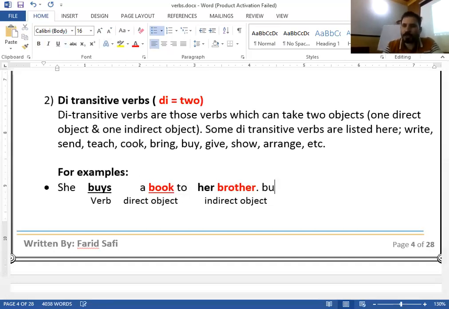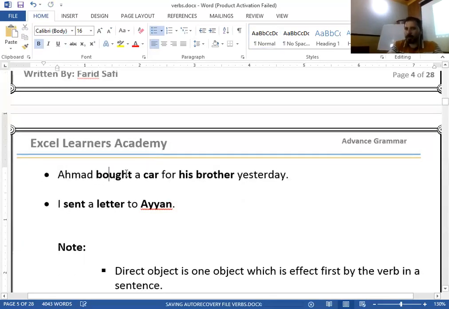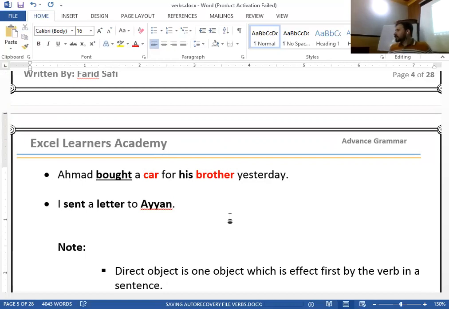In this case, we call it a ditransitive verb. Why do we call it ditransitive? Because it takes two objects. For example, if I say, Ahmad bought a car. Bought is a verb. Car is an object. Now, brother is again an object. So we got two objects in this case. Car, and the second one is brother. So bought is ditransitive. Why? Because it takes two objects.